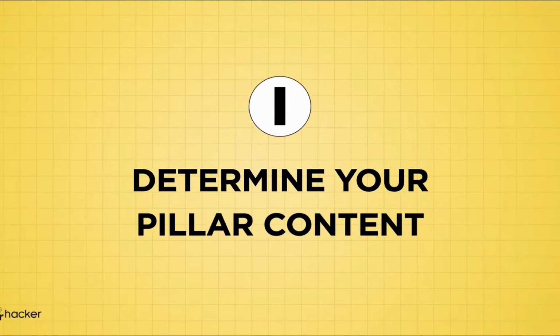Step 1 of the process is determine your pillar content. That becomes really important because we've just created this hierarchy of content. It's not all created equal. There's pillar content on one side and there's nano content on the other. So first things first, we've got to get that pillar content.